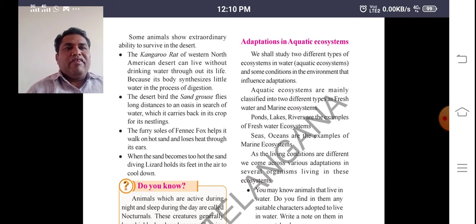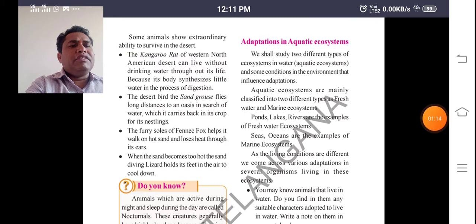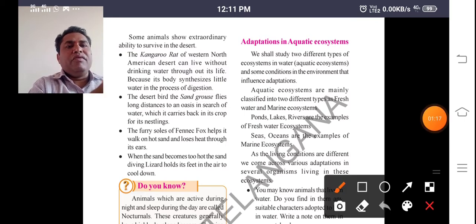So what is aquatic ecosystem? The ecosystem which is formed in the water is called aquatic ecosystem. So what are the animals and plants which live in the water and what are their adaptations? Let us discuss. So we shall study two different types of ecosystem in water. Again, water ecosystem is mainly classified into two different types.